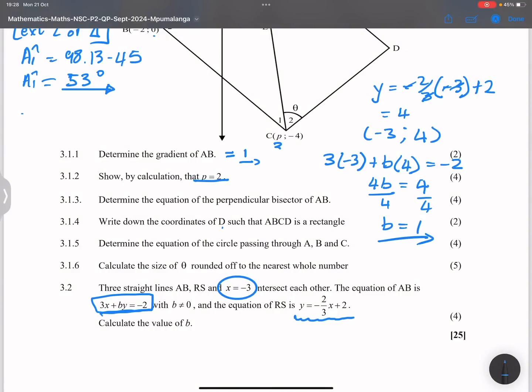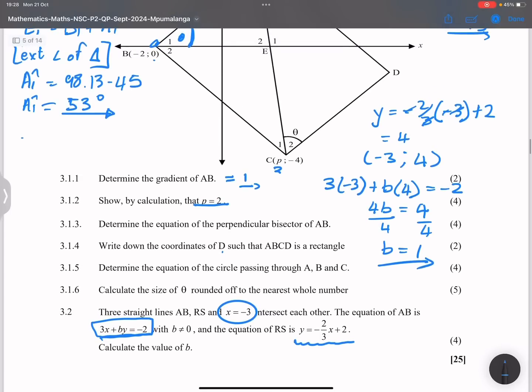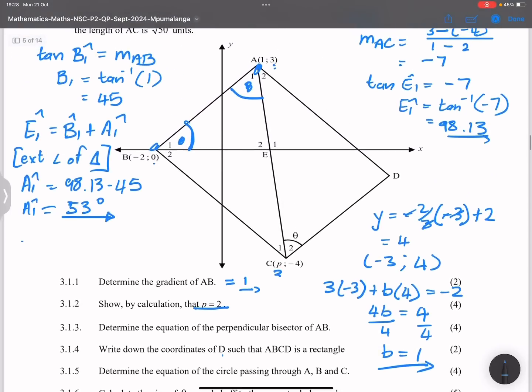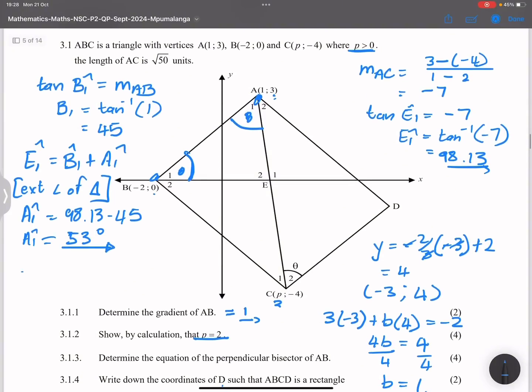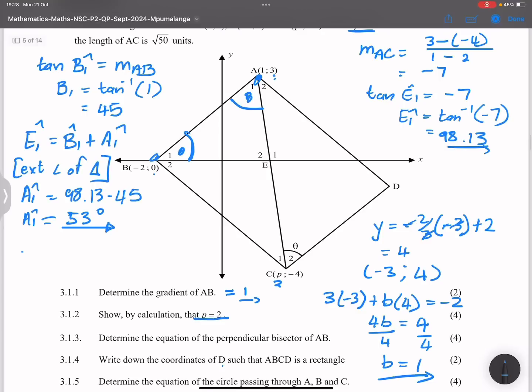And ladies and gents, that is how the cookie crumbles when it comes to this question. I hope that you are able to understand and enjoy it, right? And let's go to the next question.